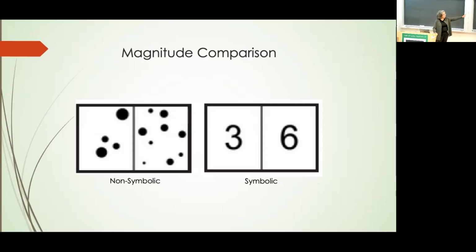There is a non-symbolic version of magnitude comparison. So here, people have to look at this display over here and say which side of that rectangle has more dots on it, or has a greater magnitude of dots. And then in the symbolic version, they look at two Arabic numerals and have to make judgments about which of those is larger in magnitude. Well, it turns out that we get more accurate at doing this with development, and we also get faster at making these distinctions.